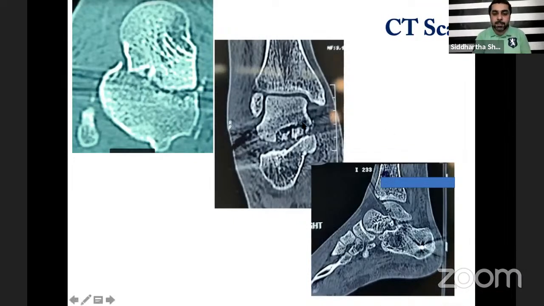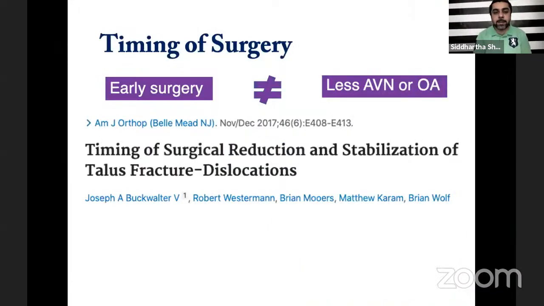It shows you undersurface comminution. This is a high-risk indicator for post-operative subtalar arthrosis. And in some cases, like you can see here, you may also pick up talonavicular joint subluxations, which may not be so obvious on plain radiographs.